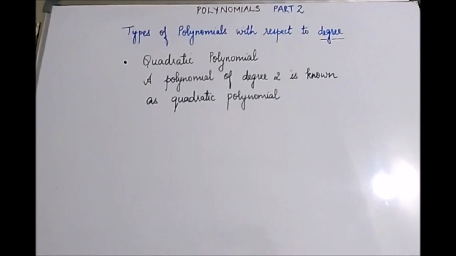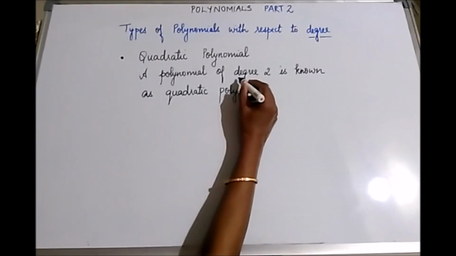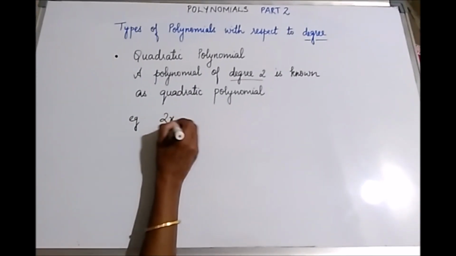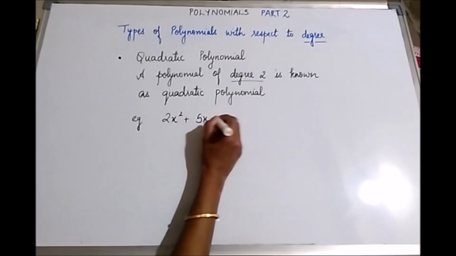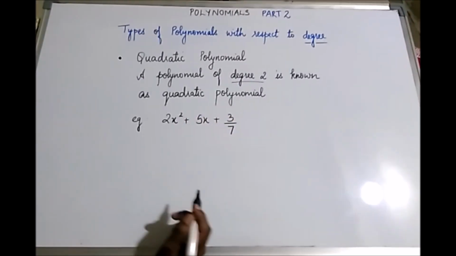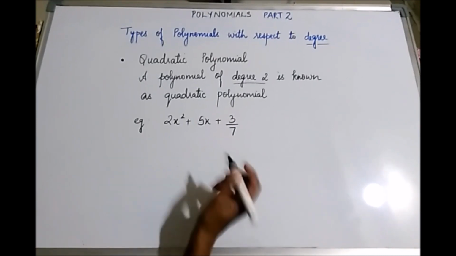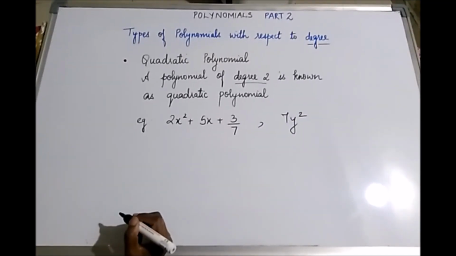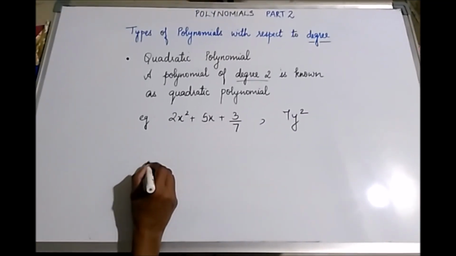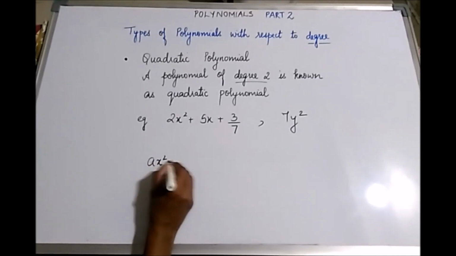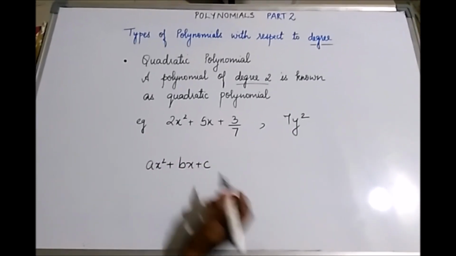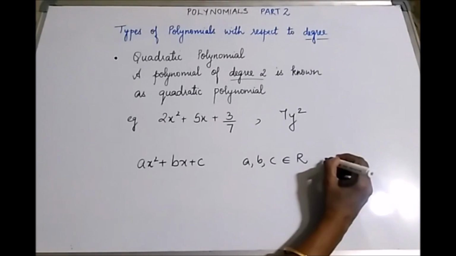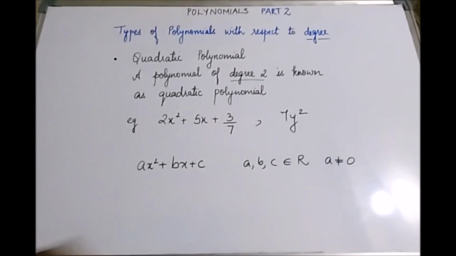Quadratic polynomial. A polynomial of degree 2 is known as quadratic polynomial. Examples, 2x square plus 5x plus 3 by 7. Here we see the degree of the polynomial is 2. One more example, 7y square. Now the general form of quadratic polynomial can be written as ax square plus bx plus c, where a, b, c belongs to set of real number and a not equal to 0.